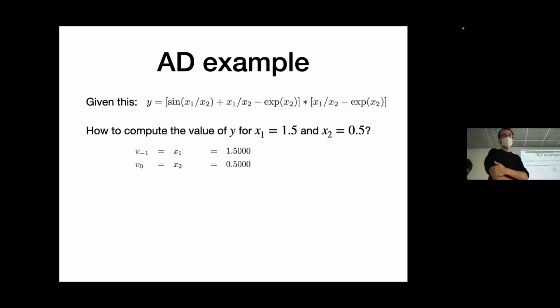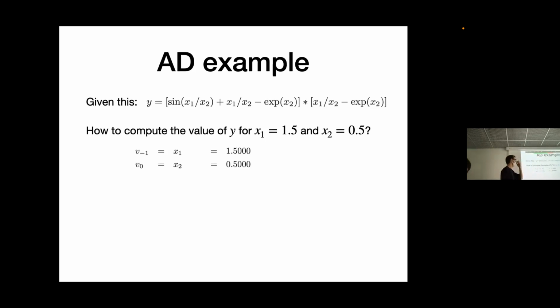So for instance, imagine that you have this function. Your inputs are of dimension 2, so you have x1, x2, and the output is a scalar value y. So first, the question is, how can I compute the value of y for given x1 and x2?